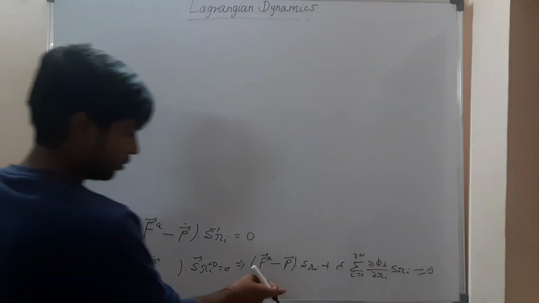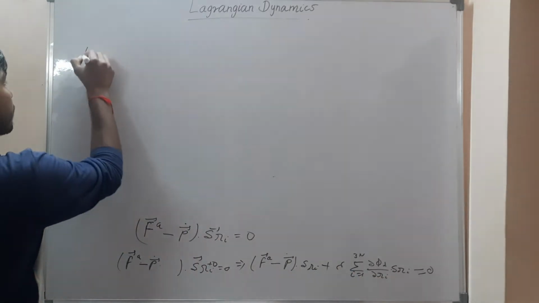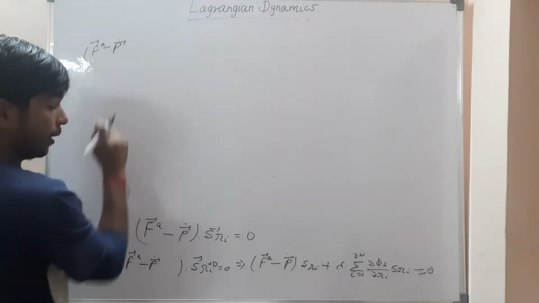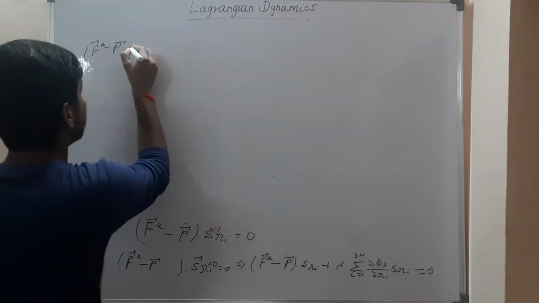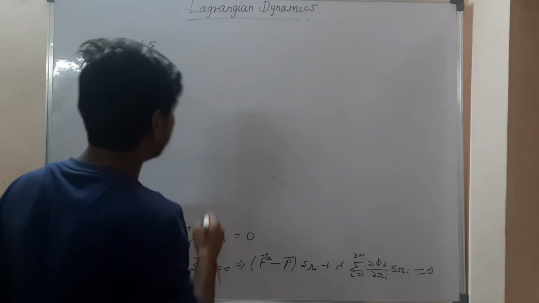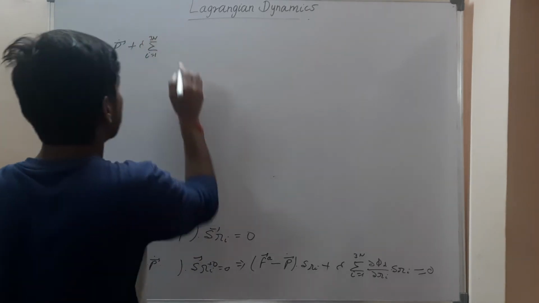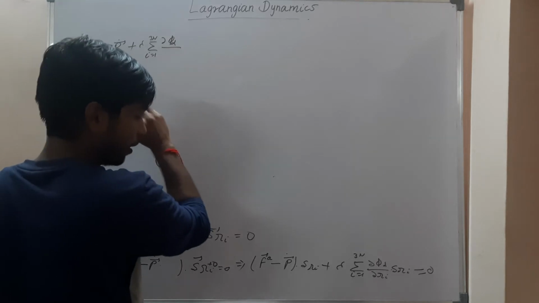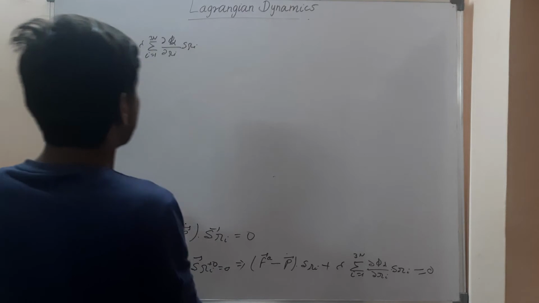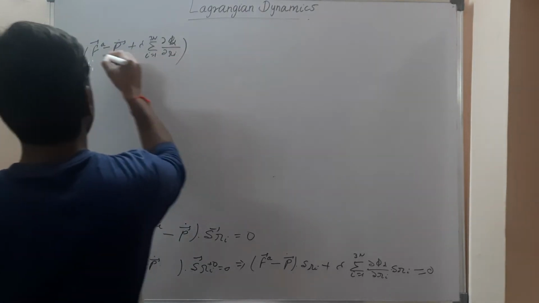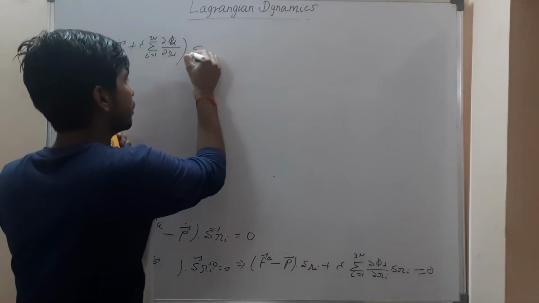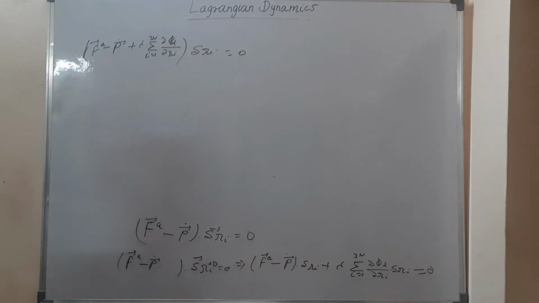So that is our equation. Let me write it again here. The equation we got is like this one: P dot, and if I take common here, then plus lambda, sigma i equal to 1 to 3n, del phi alpha, and this one equal to 0.